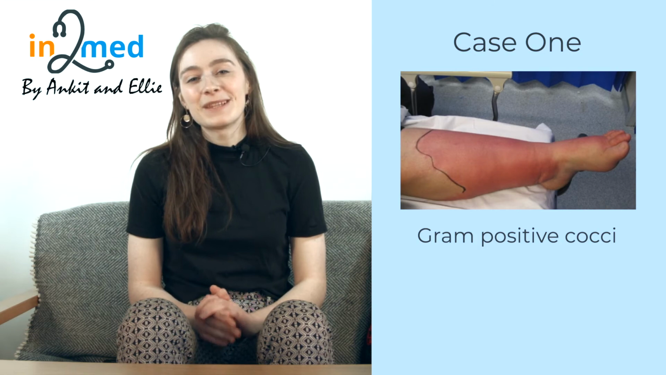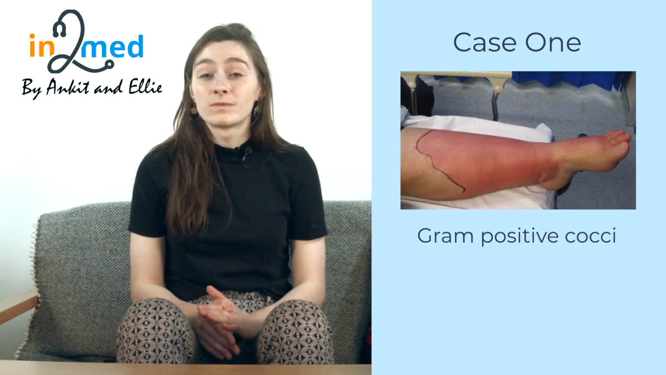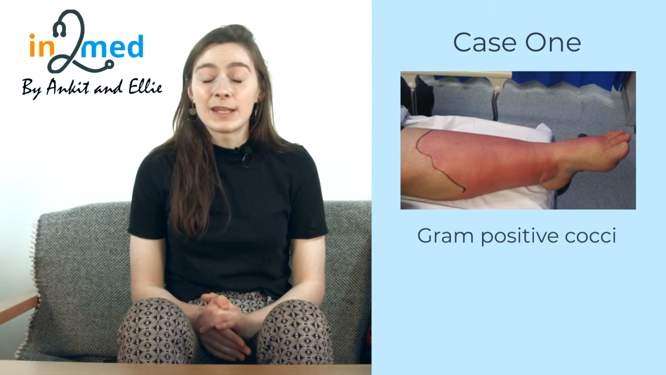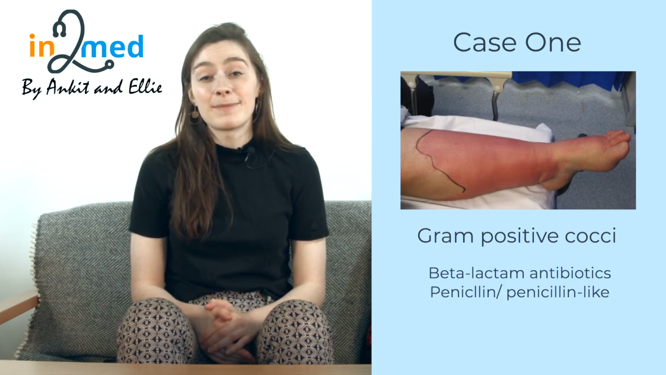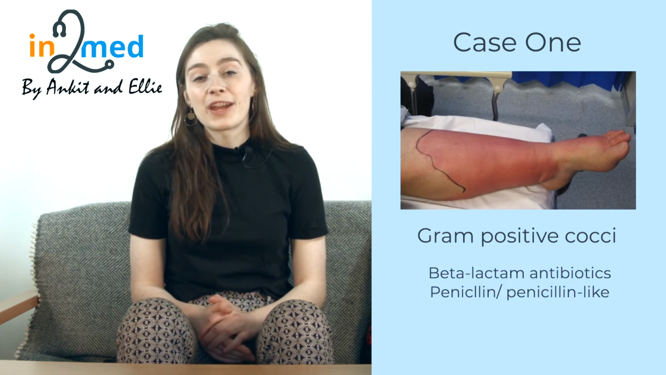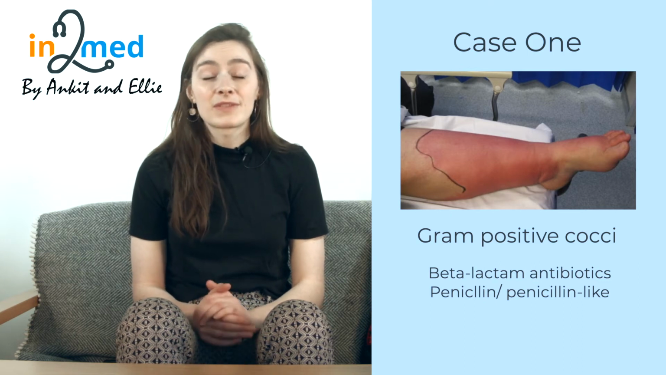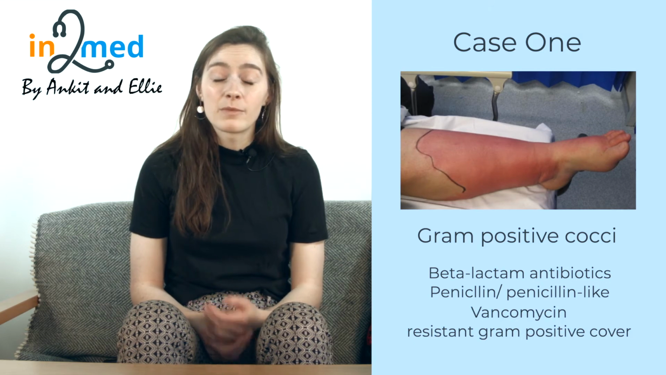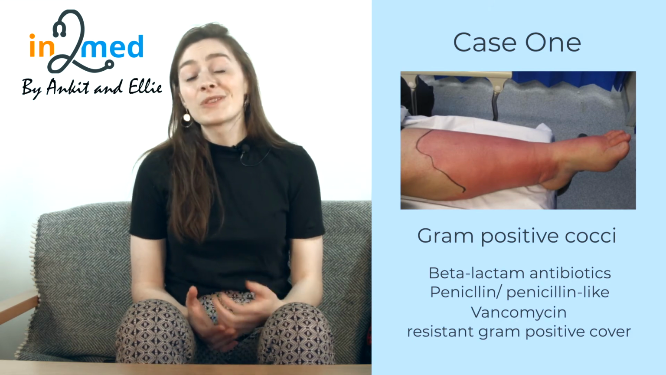Being gram-positive, these both have a very thick cell wall, and it would make sense for our antibiotic to target this. That's why classically we use beta-lactam antibiotics. For Staph aureus, we're going to try flucloxacillin, and for streps, just the normal penicillins. And if they were resistant to this, then we could step it up with vancomycin. Now, let's move on to our second case.